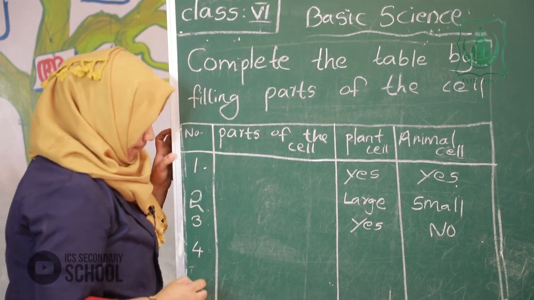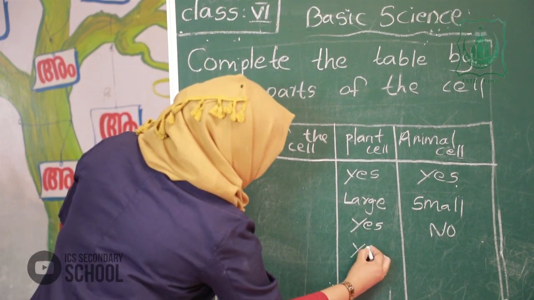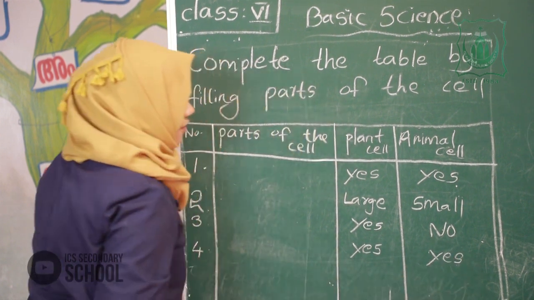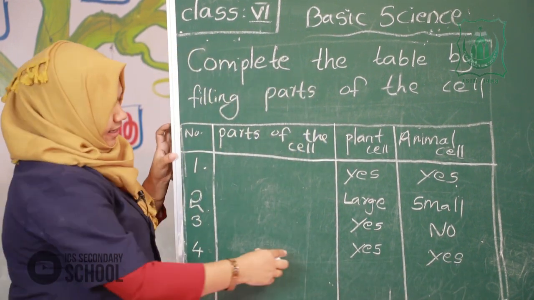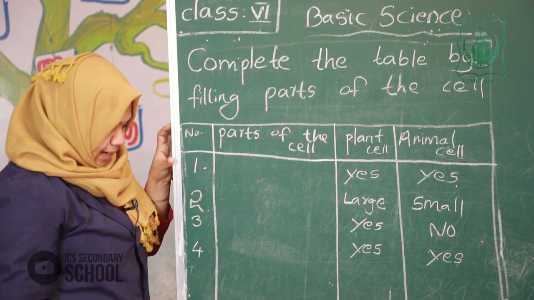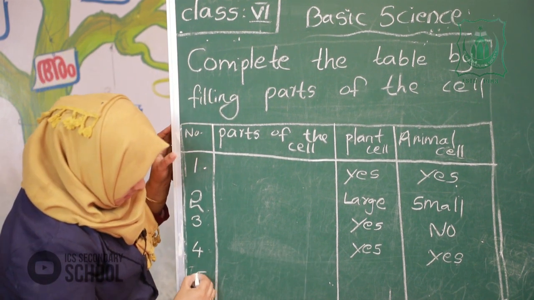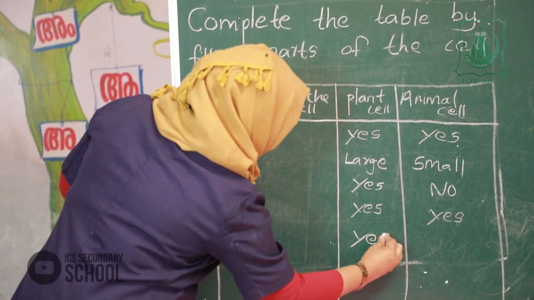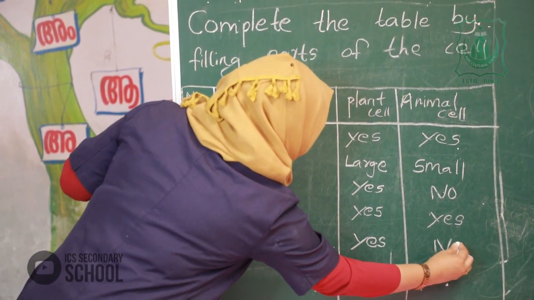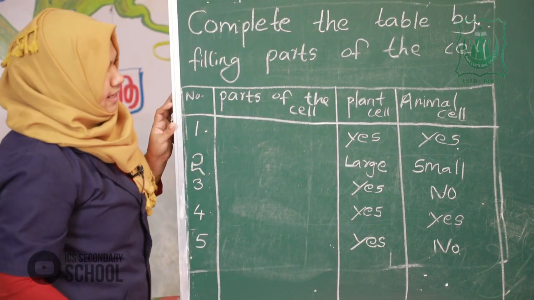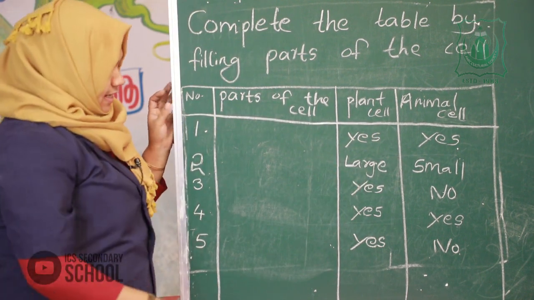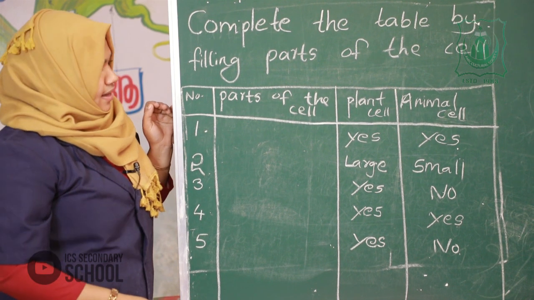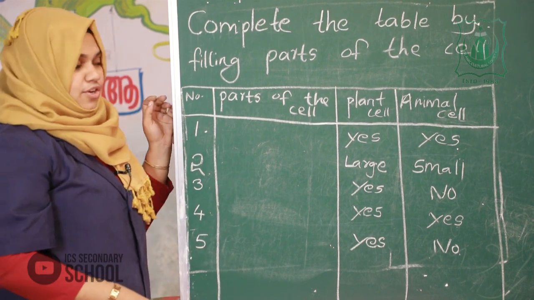Then fourth: yes, yes. This part is present in both cells. Which part? You write the name of that part. Then fifth: yes, no. Present in plant cell, not present in animal cell. You write the name of that cell part. Okay, part of that cell.